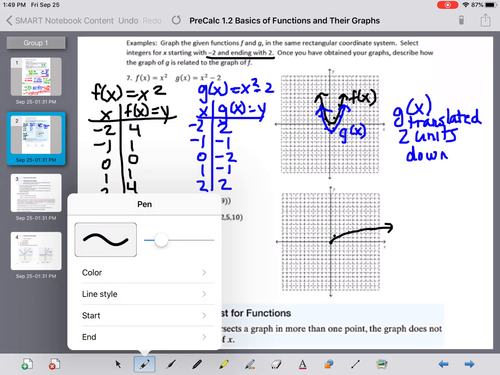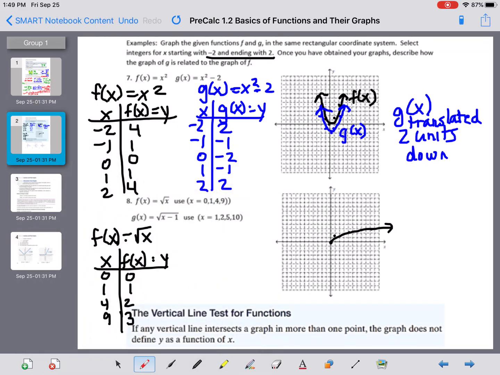Let's change colors on this and graph the second one, g of x. This time g of x is the square root of x minus 1. So notice they changed my x's again, 1, 2, 5, and 10. And we're doing g of x, which is my y. So 1 minus 1 is 0, square root of 0 is 0. 2 minus 1 is 1, square root of 1 is 1. 5 minus 1 is 4, square root of 4 is 2. And 10 minus 1 is 9, square root of 9 is 3. So I go to 1, 0, 2, 1, 5, 2, and 10, 3.